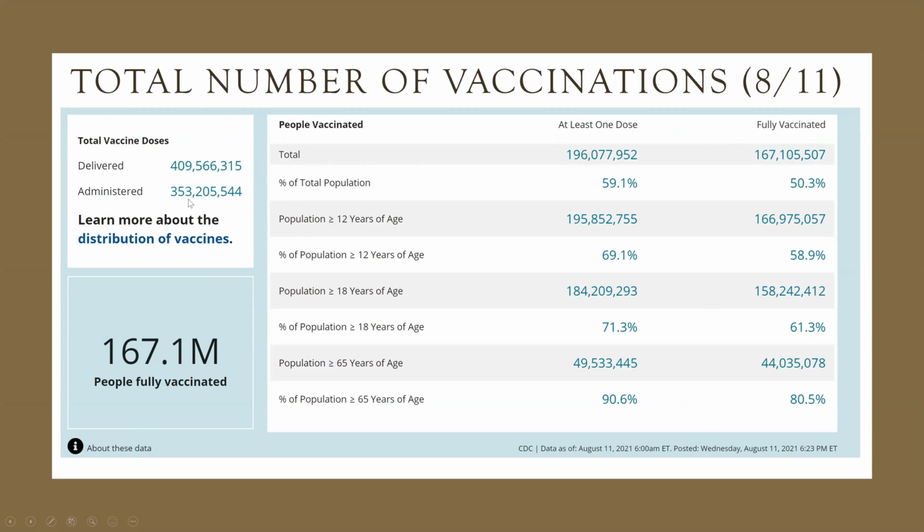And 353 million doses. So there's 167 million people vaccinated in the United States out of a population of about 325 million. So we're looking at just about half of the available population that can get the vaccine are vaccinated. And you can see the numbers get higher as we go up in age.